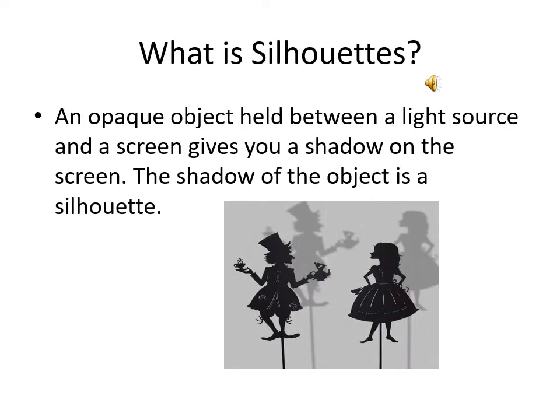Now, what is silhouette? An opaque object held between a light source and a screen gives you a shadow on the screen. The shadow of the object is a silhouette.